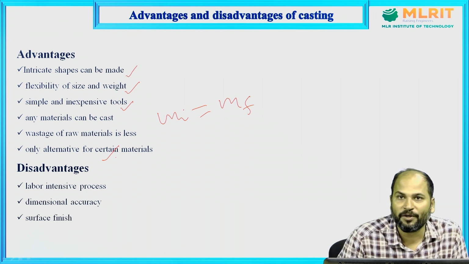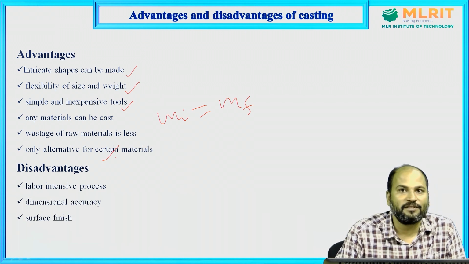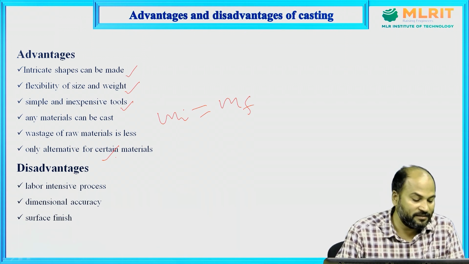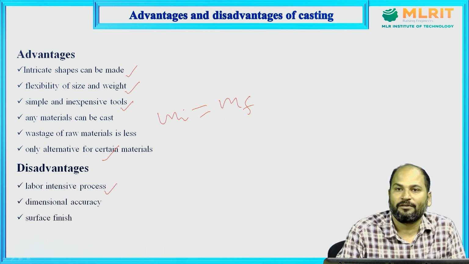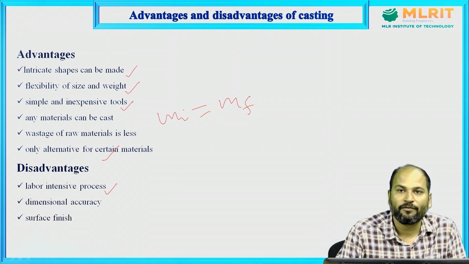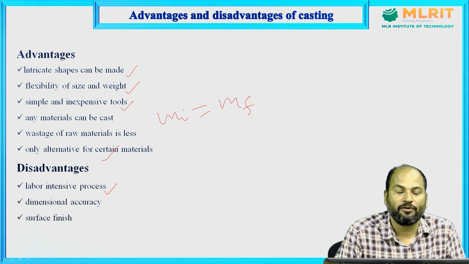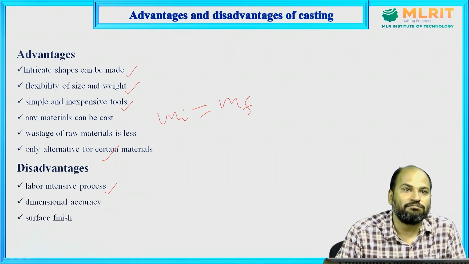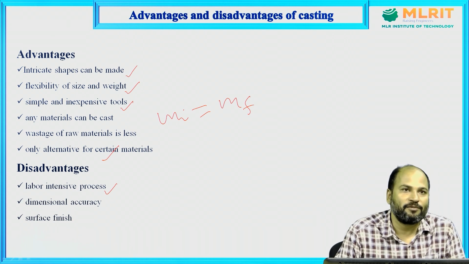But we know every process in this world has pros and cons. This also has some disadvantages, and these are the three disadvantages I have listed here. First one is, if we talk about sand casting, of course it is labor extensive. Labor extensive means many laborers are needed to carry out the process. Why will many hours of work be needed? Because the sand we get from the market has a lot of impurities mixed with it, so we need to remove them.